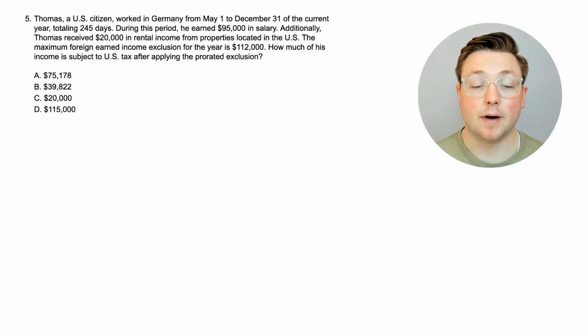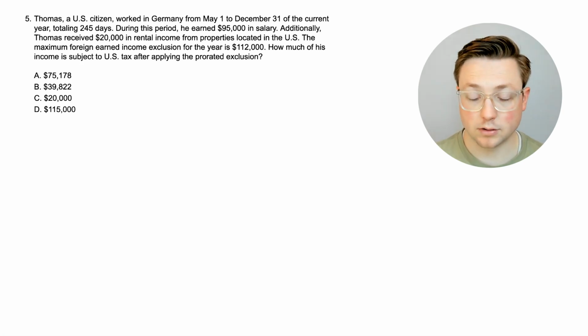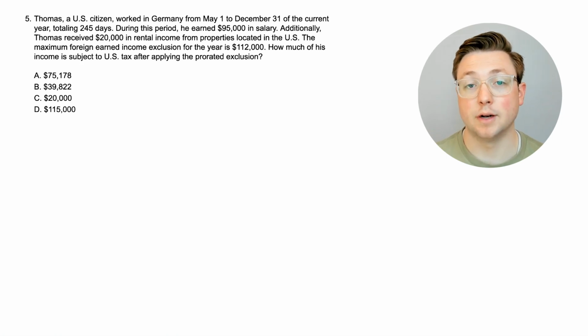All right, here's question 5. Thomas, a U.S. citizen, worked in Germany from May 1st to December 31st of the current year, totaling 245 days. During this period, he earned $95,000 in salary. Additionally, Thomas received $20,000 in rental income from properties located in the U.S. The maximum foreign earned income exclusion for the year is $112,000. How much of his income is subject to U.S. tax after applying the prorated exclusion?